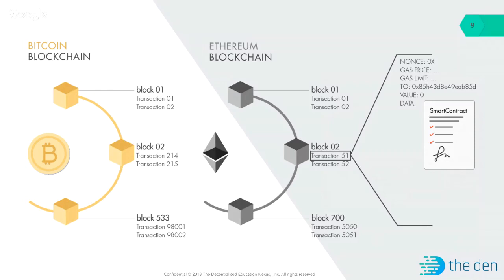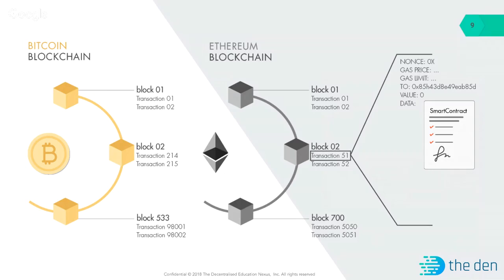So this is just Bitcoin versus Ethereum right here. With Bitcoin, we have these blocks, and in the blocks we include transactions. These transactions in Bitcoin allow us to move money from one person to another. And there's only really one type of account on Bitcoin. I'll get into that later and what that means.